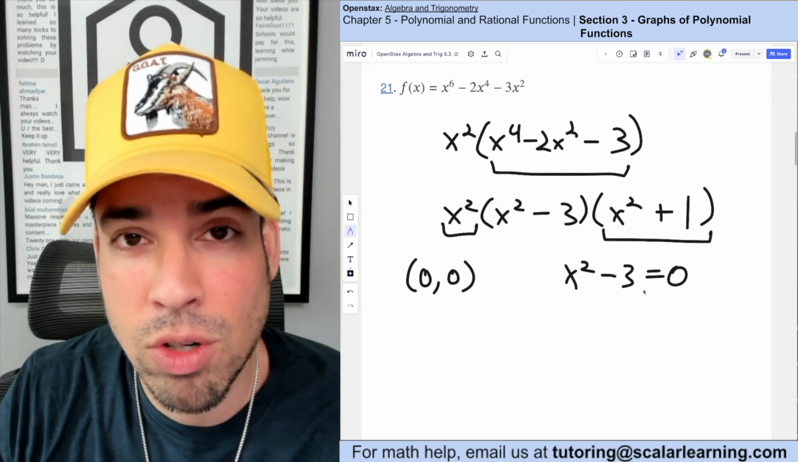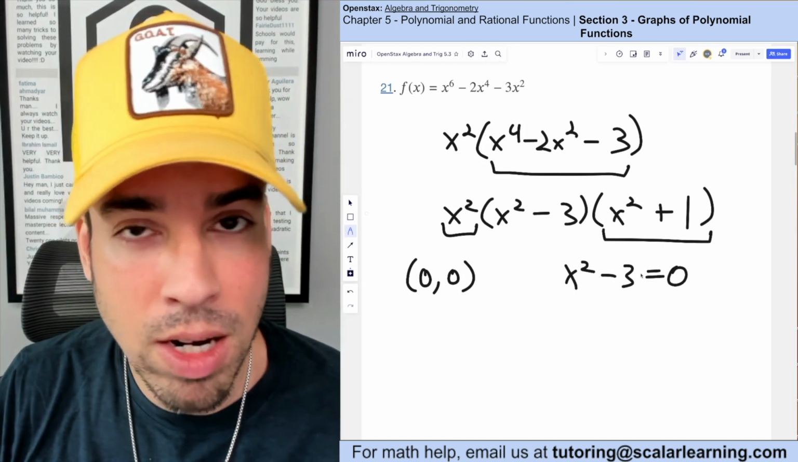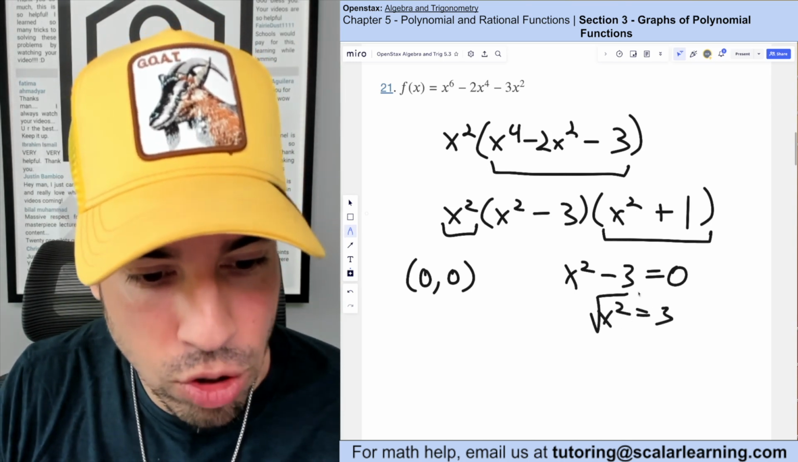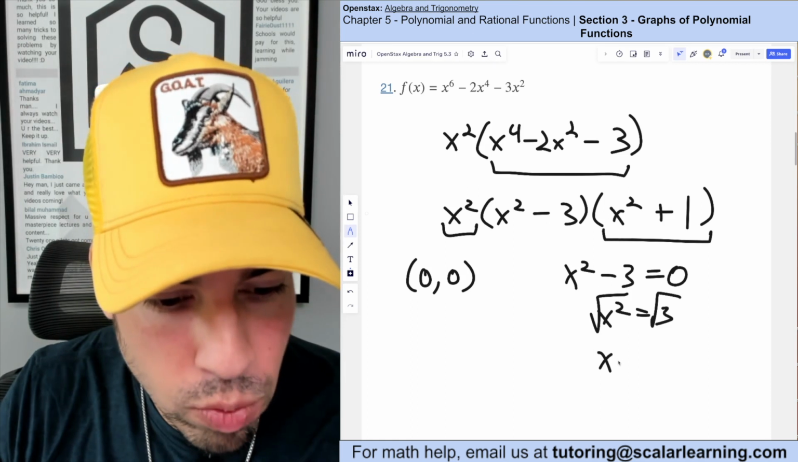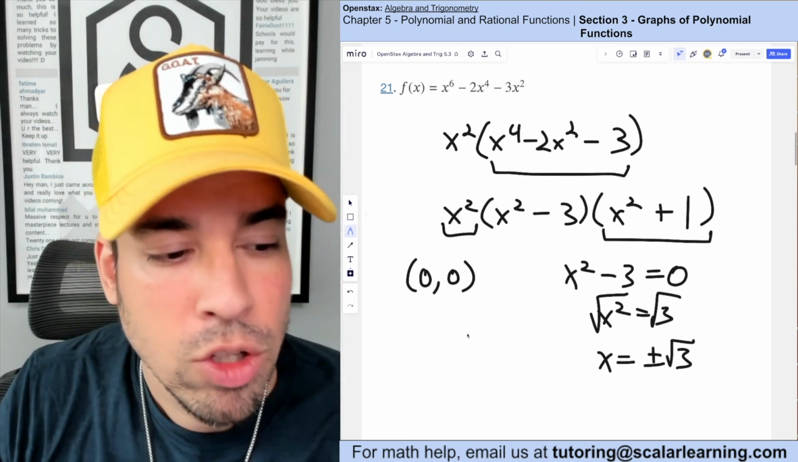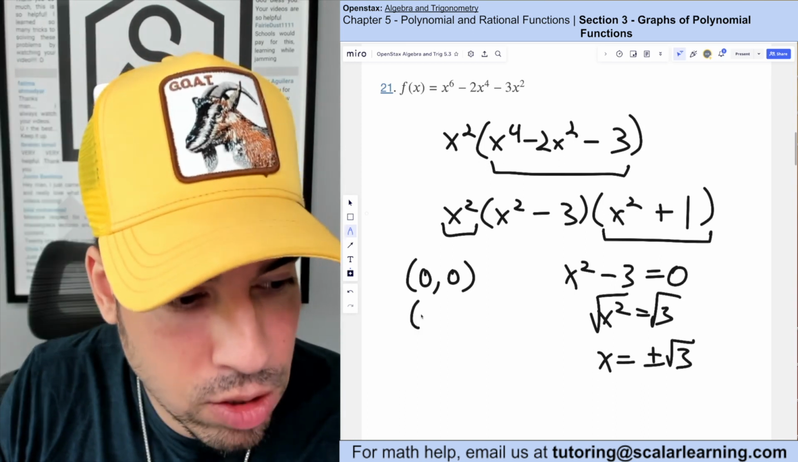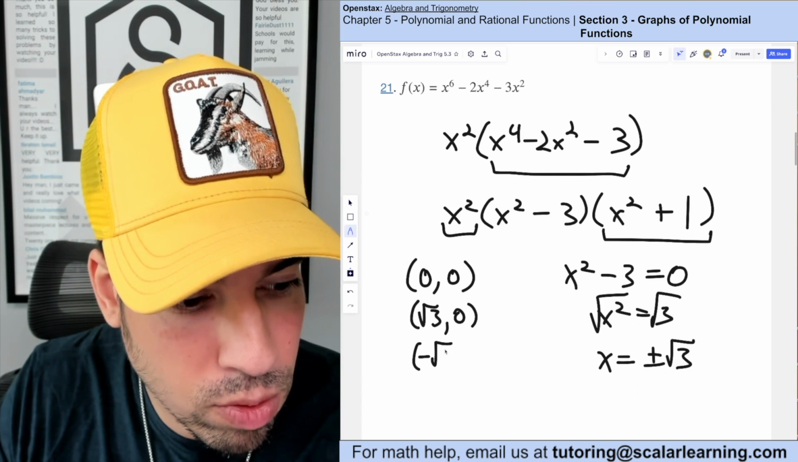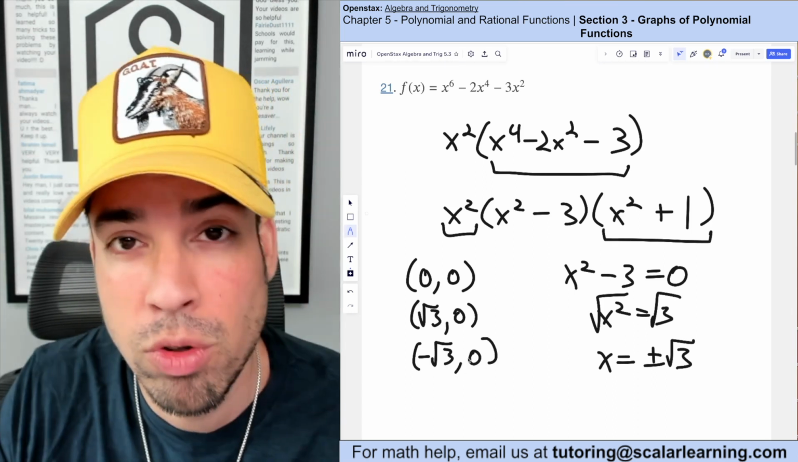But I can take this equation and solve it and get my other two zeros. So I'm going to add 3 to both sides, and then we're going to take the square root. Now remember, when you take a square root, you have a positive and a negative radical. So these are our remaining zeros. We got rad3, 0 and negative rad3, 0. So those are your 3 zeros.